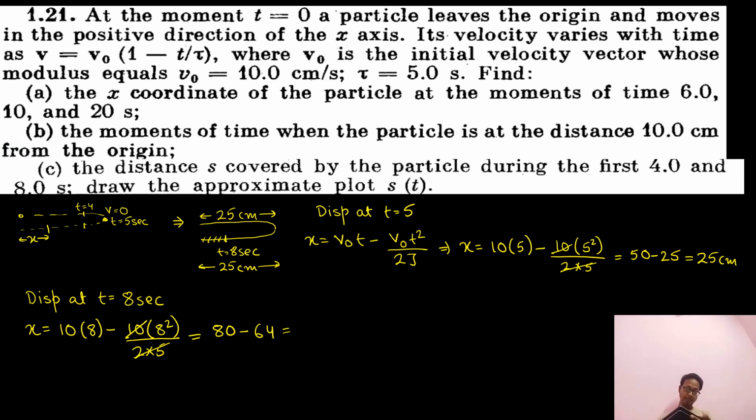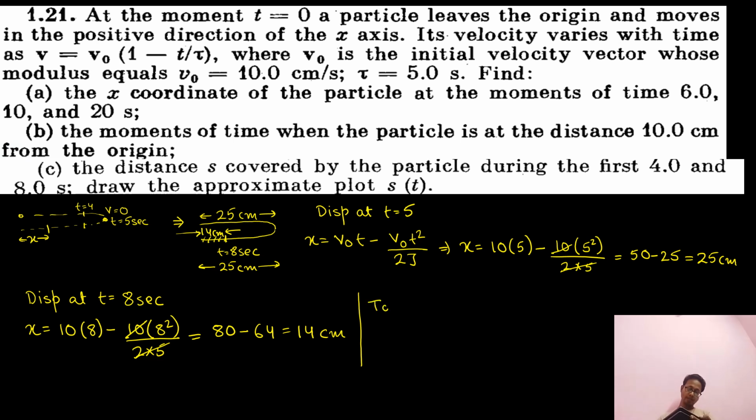80 minus 64, which equals how much? 16, so 30 minus 16, or 14 centimeter. Okay, so displacement at t equals 8 is 14 centimeter. So out here, this much is nothing but 14 centimeter. Okay, so the entire distance is nothing but 50 minus 14.